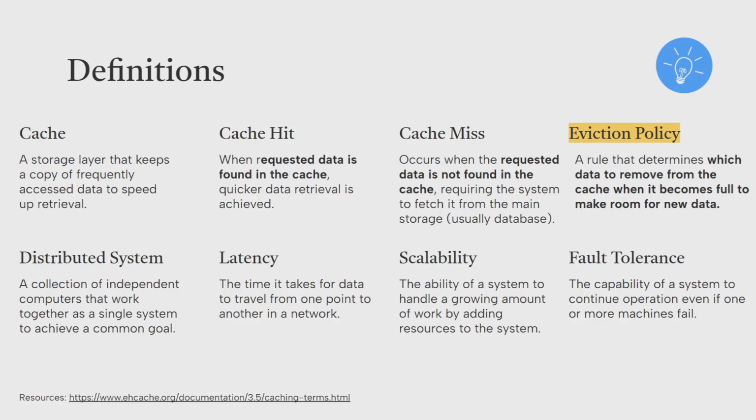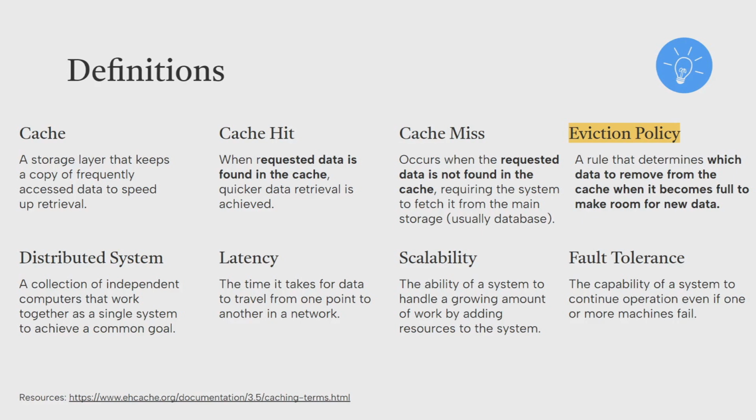So it requires the system to go and fetch it from the main storage, which is usually a database, which can be slower. The eviction policy is highlighted because of its importance. This is what really distinguishes the different caching algorithms that we'll be comparing. An eviction policy is a rule that determines which data to remove from the cache when the cache becomes full, to make room for new data. It's the policy they follow to figure out how they're going to do that.